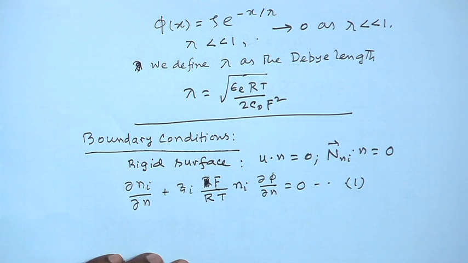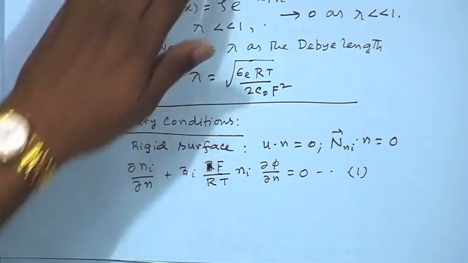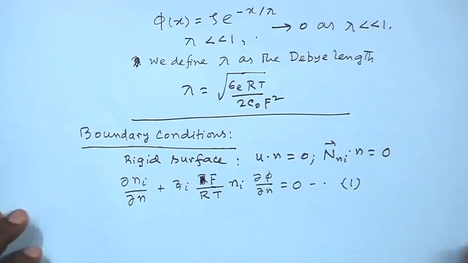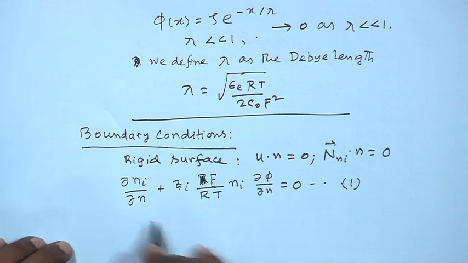Now, if we have del phi del n is 0, that means no gradient in electric field. So, we can simply write del N_i del n equal to 0. So, this again will give you the Boltzmann distribution.